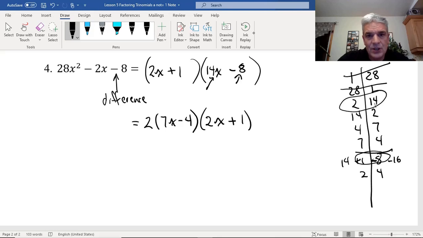I would say that most kids, by the time they get to around grade 12, if they're factoring trinomials, they're using the T method because it's kind of like a trial and error method.